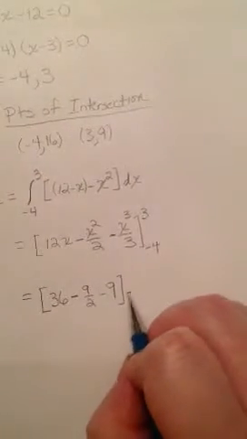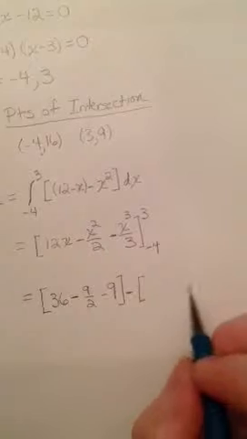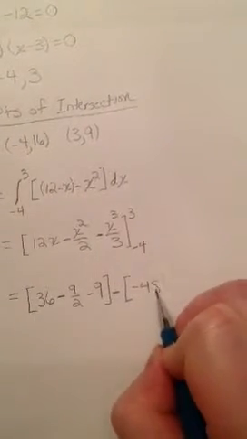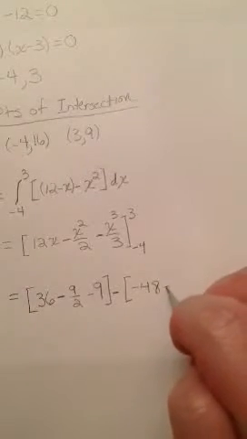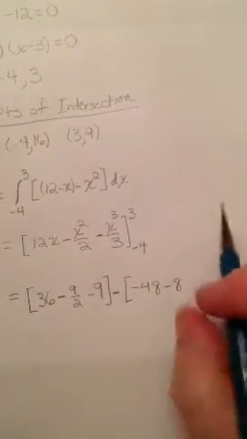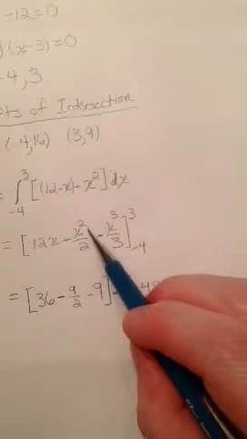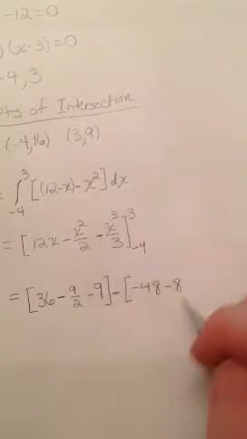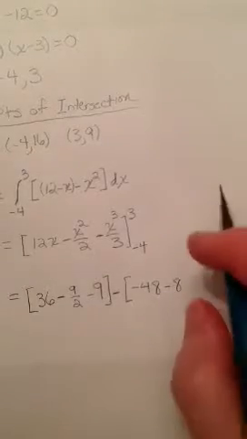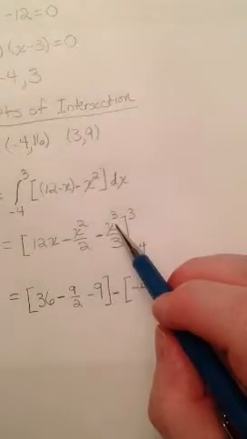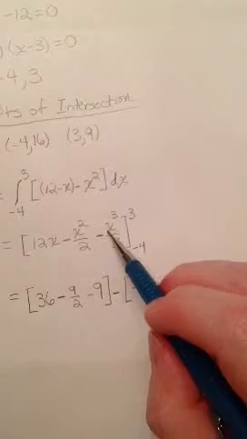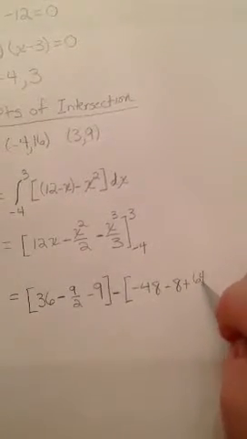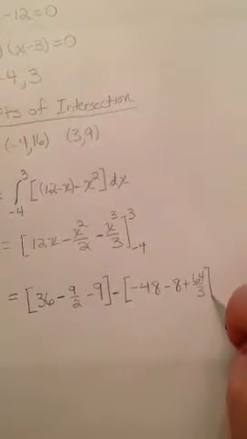Now working with the lower limit at -4, 12 times -4 is -48. And then -4 squared is 16 divided by 2, subtracting we have -8. And then we have -4 cubed is -64 over 3, subtracting -64 is going to revert to adding 64 over 3.